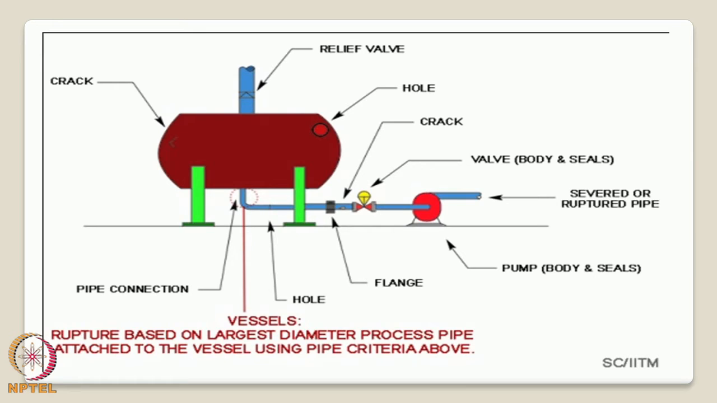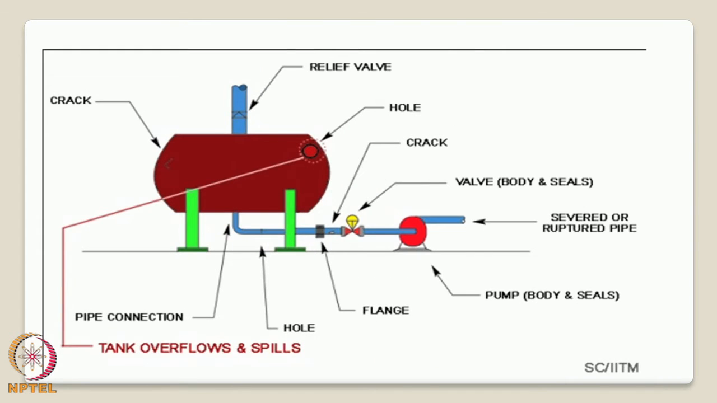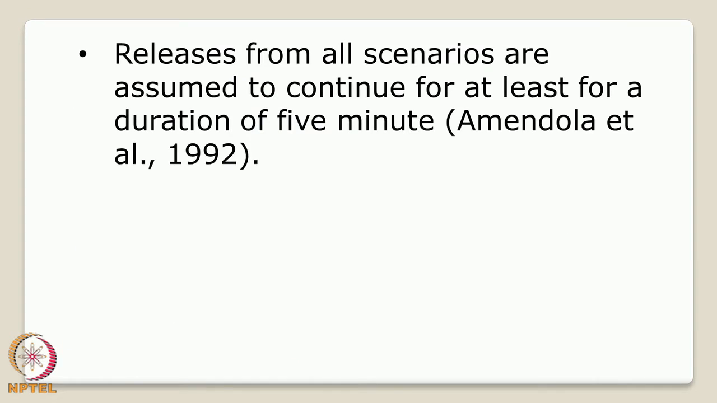The fourth failure scenario could be the connection of the pipeline from the vessel at the bottom. So, there can be a rupture based on the largest diameter of the process pipeline, because the process pipeline can have different segments of exit from the vessel. In that case, consider the pipeline with the largest diameter attached to the vessel using pipe criteria as we discussed just now. The next scenario could be there is an overflow hole which is present in the tank, and the tank overflows through it and starts spilling. So, that can be another failure scenario, and so on.